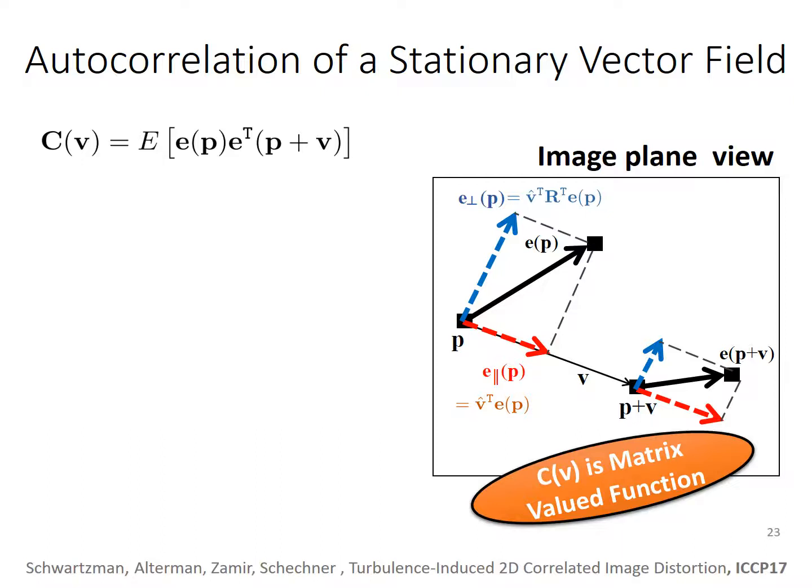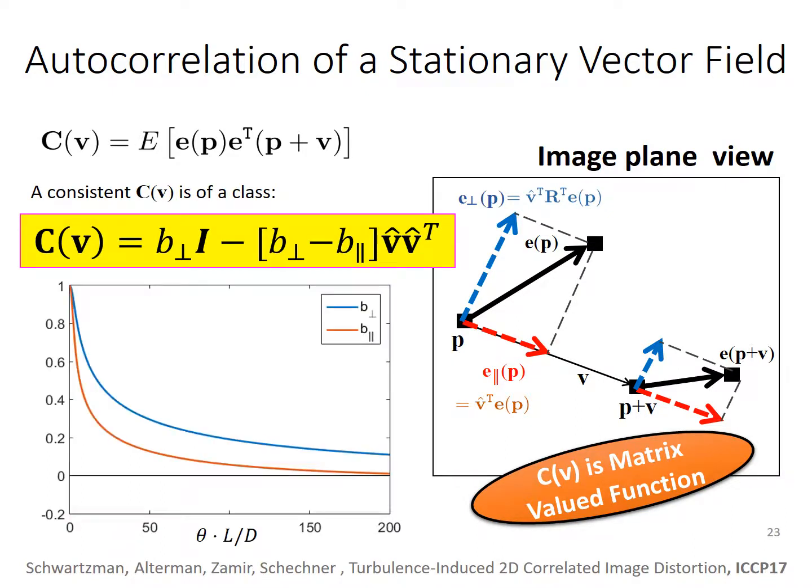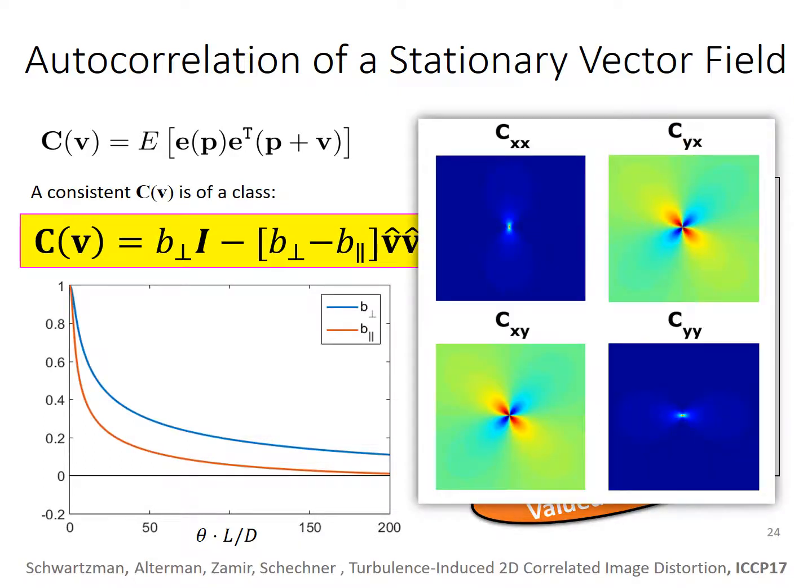Now recall that random distortion vectors have both parallel and perpendicular projections. In the paper, we show that this form of correlation function fulfills all the required properties, and the theoretic correlations B are used here. Based on this formula and the theoretic correlations, we compute the matrix-valued correlation function.